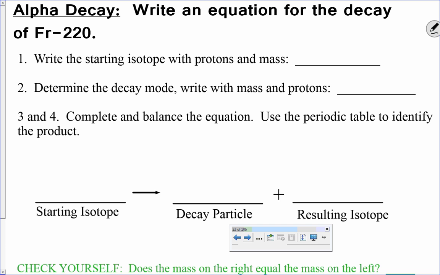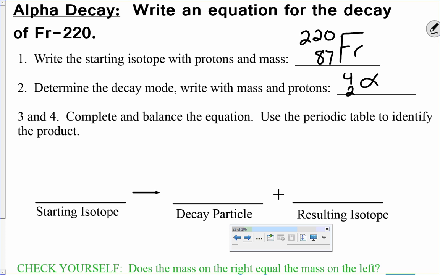The first one we're going to do is the decay of francium-220. Francium-220 is an example of an alpha decay, which I'm telling you in this problem, but you can also find that out by looking at reference table N. So francium-220 is written like this, with our mass number on top. You're going to then go to the periodic table and find the atomic number for francium, which is 87.